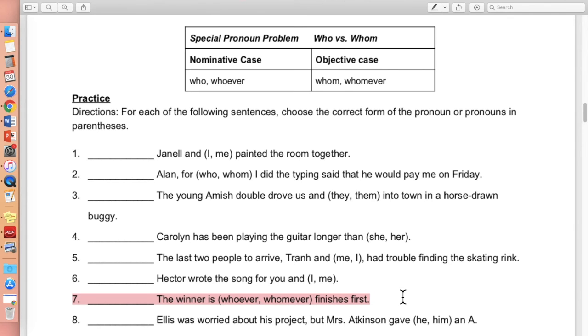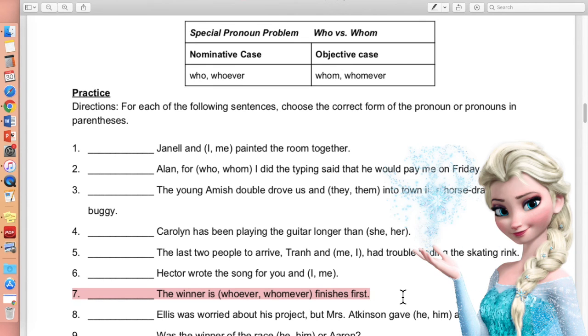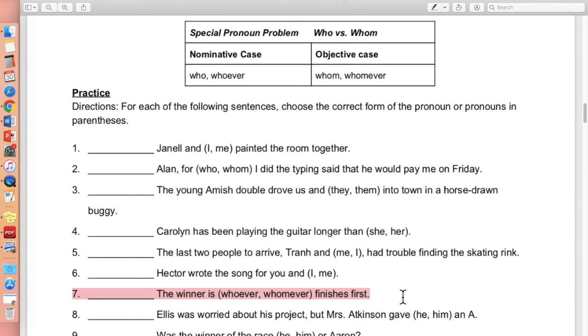Now, we might automatically say whoever because we don't know when to use whom, we stay away from whom because it's scary, it's the unknown. But we're going into the unknown. Whomever is the correct response. The winner is whomever. Whomever is the direct object in the sentence, so that means we have to use whom or whomever. So that's the correct answer. So don't be afraid to use it because you want to be right. Even though you may stick out a little bit, you want to be right.